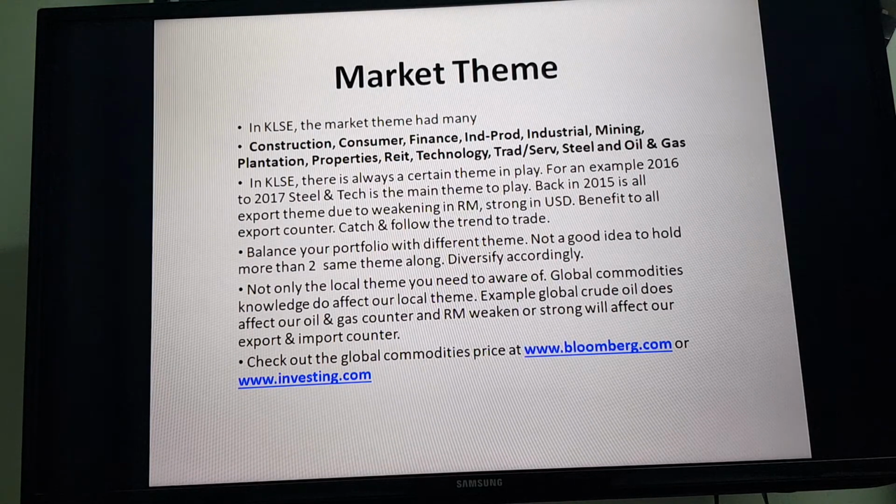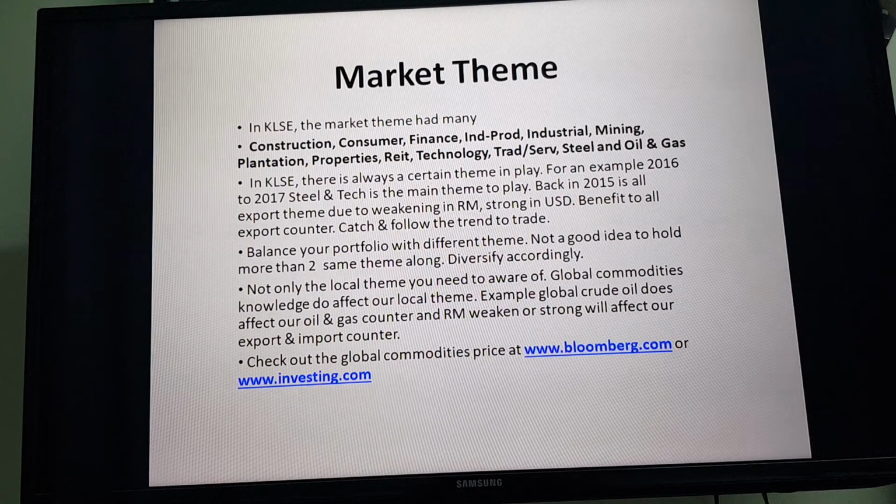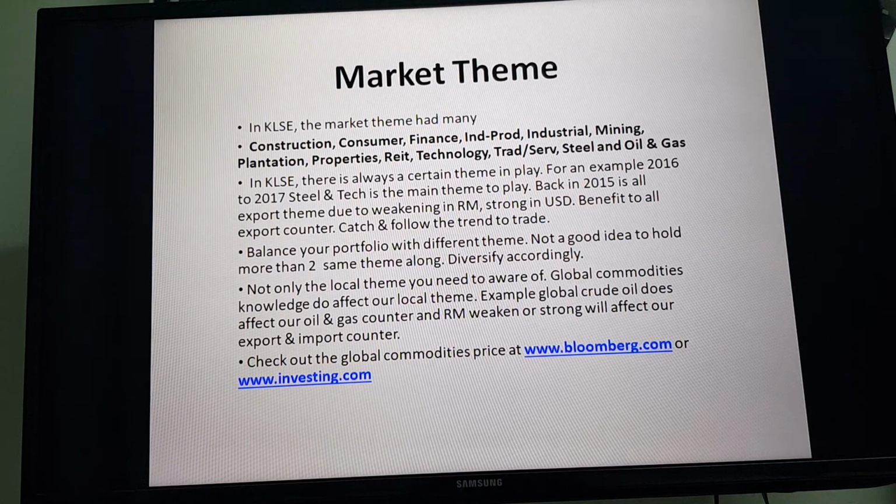For example, 2016 to 2017, steel and tech is the main theme to play. If you can browse back the history, you can see steel and tech is all the way uptrend. It won't be downtrend at all, for the majority of counters. Then back in 2015, if you view the historical chart analysis, it's all the export theme, because of 1MDB, then our ringgit weakening strongly against the USD, which benefits all the export counters.